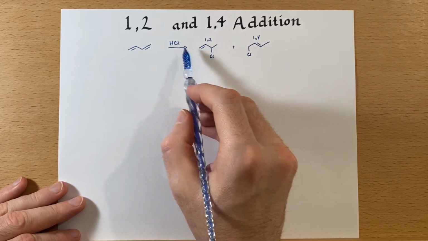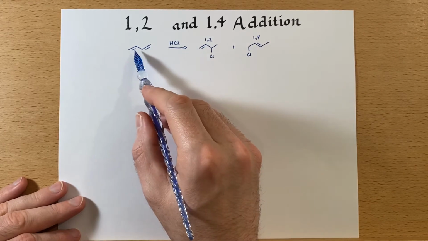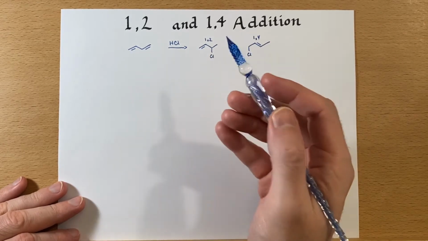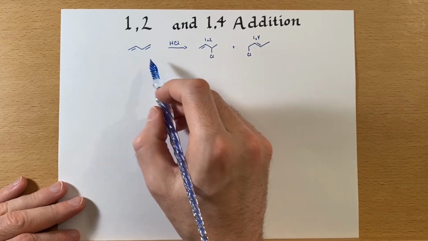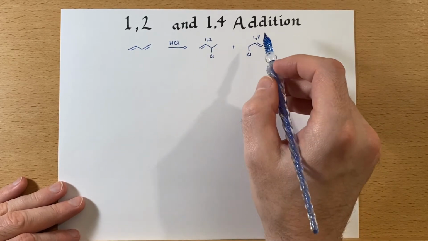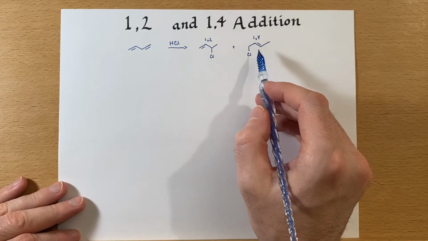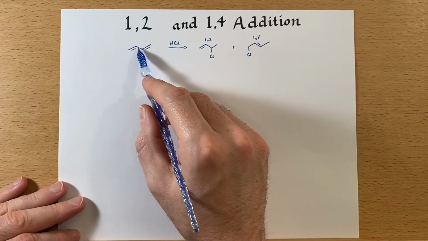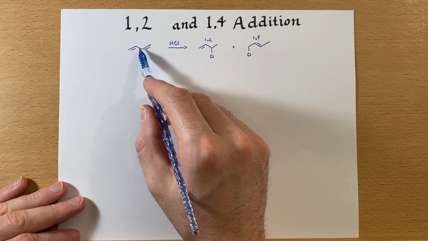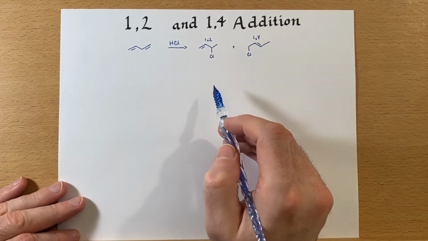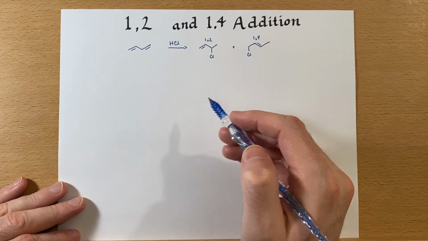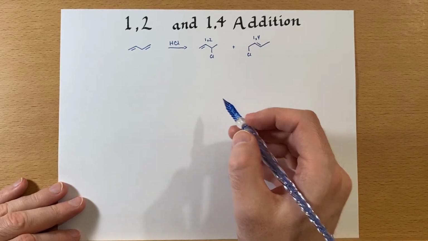Now in 1,2 addition, notice that the other double bond is in the same position that it started out as. In the 1,4 addition, it has moved to between carbons that initially had a single bond. Now those carbons have a double bond. So let's look at the mechanism and we can explain this process.